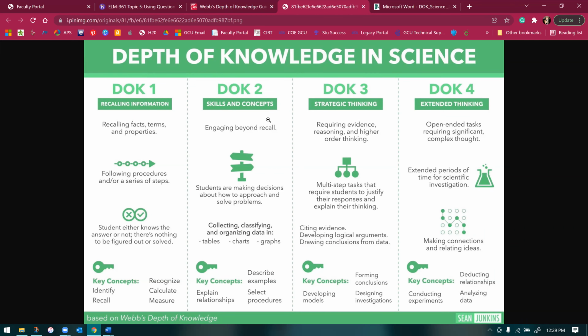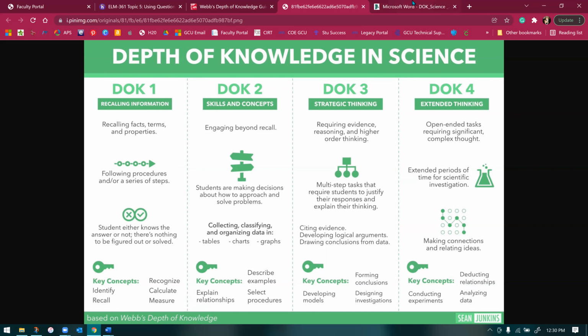Then it shows, going beyond recall, students are starting to make decisions about how we approach and solve problems. The DOK3, they're doing multi-step tasks, they're justifying responses, they're explaining their thinking. So it's getting a lot more, not just, hey, I have to solve a problem, but I have to explain why I think this is the way to solve it. And then 4, extended thinking. So we're going above and beyond. We're making connections to things that we learned and relating them in a different way.